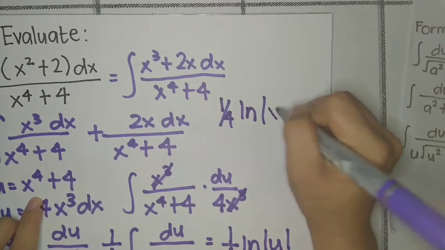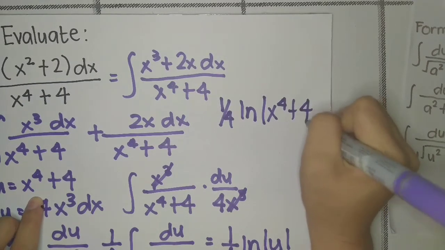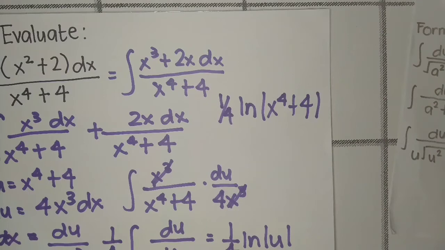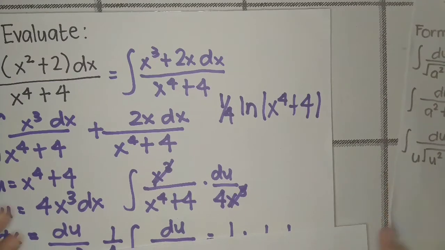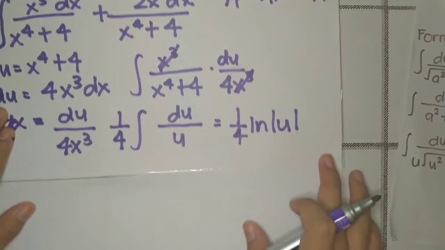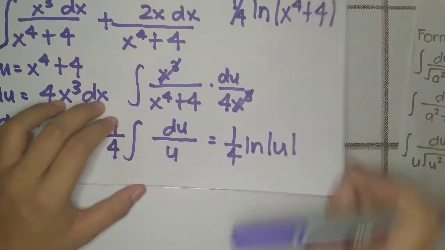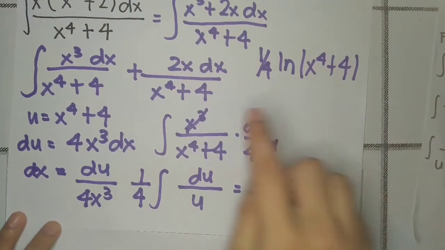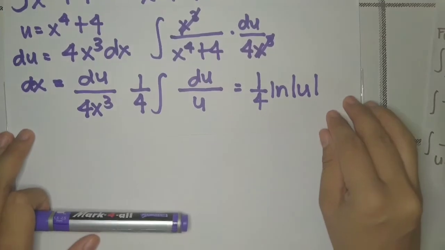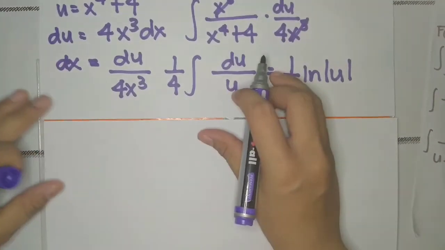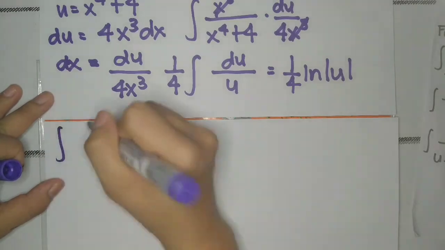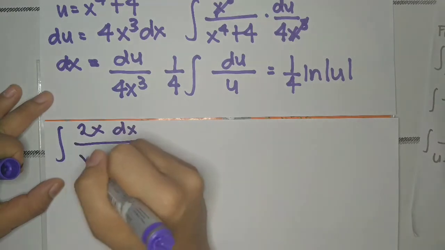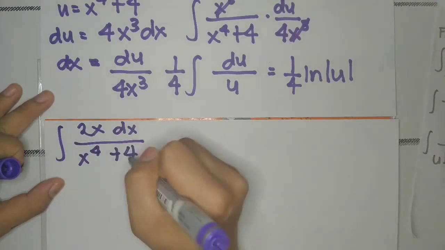So we change the value of u back. The value of our u is x⁴ plus 4. So the integral of the first part is 1/4 ln (x⁴ plus 4). We will come back to that later. Now let's focus on the second integration. I will rewrite it here on the side so we don't have to go back and forth. So we have 2x dx over x⁴ plus 4.